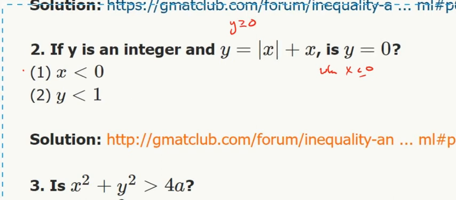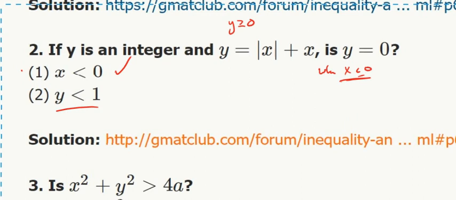So number 1 says x is negative. Okay, well that tells me this case that I was talking about before. When x is negative, y is equal to 0. Because it'd be like 3 minus 3, 2 minus 2. So that's sufficient. Number 2, it's kind of tricky.